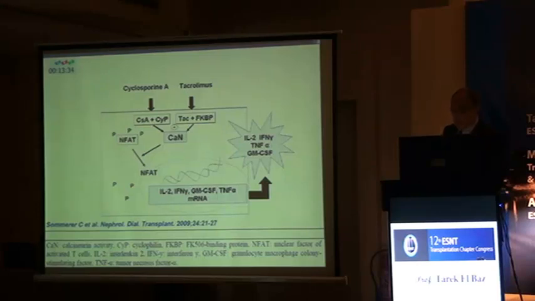Just to remind you what the CNIs are doing, here you can find cyclosporin A and tacrolimus. Both have a different substrate to work upon. The cyclosporin unites to cyclophilin, while the tacrolimus binds to the FK binding protein. Eventually, both of these would inhibit calcineurin. Calcineurin is very important because when it is in excess, this pathway, which is the nuclear factor of activated T cells, is activated.